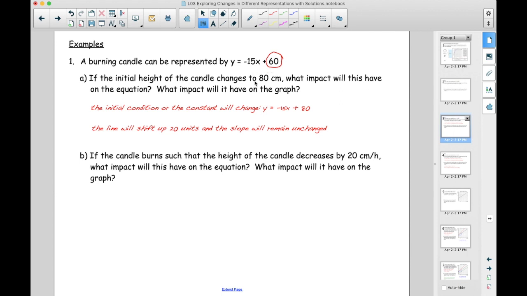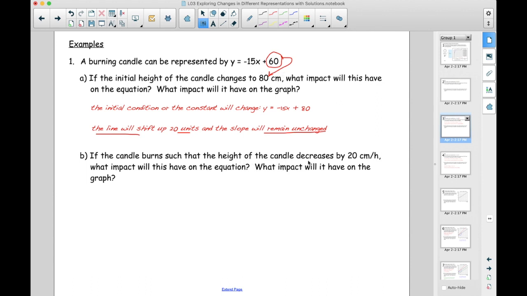The slope won't change because we're changing the initial condition, and the initial condition has increased. It's gone up. That means the graph is going to shift up. So the graph of the line is going to shift up by 20 units, and I notice the slope won't change. All right, in B, it says back to the original equation, back to negative 15x plus 60.